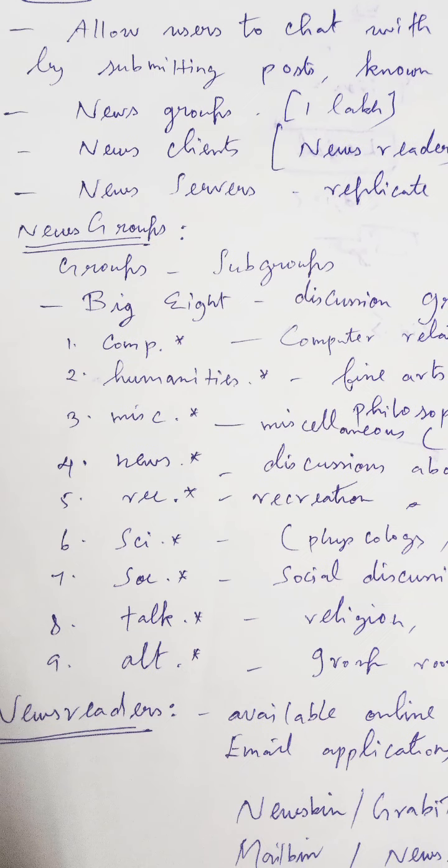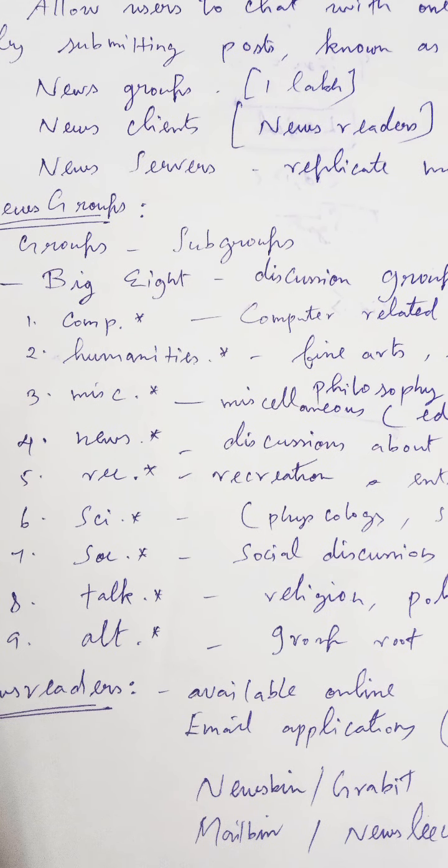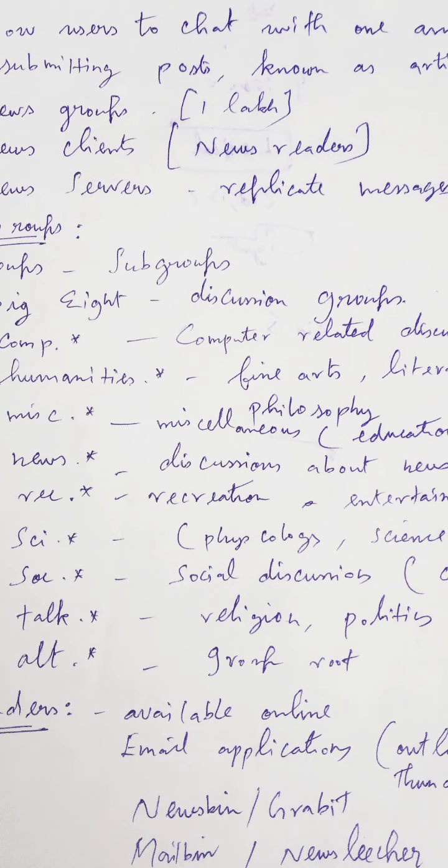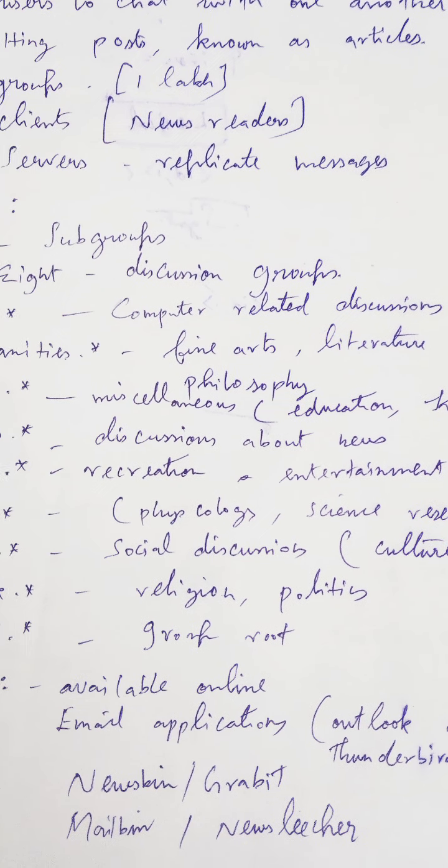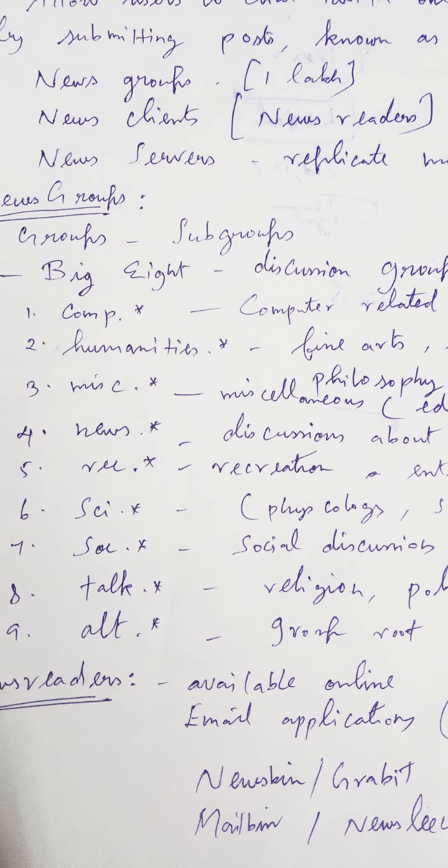And the next one, which is about SCI, which stands for science. So science related research things which is related to psychology. Suppose you have something to share, you could use this particular group. And next one is about SOC.